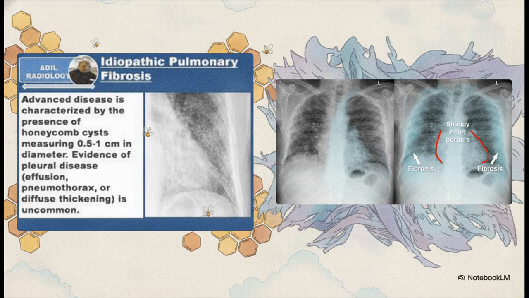Those advanced honeycomb cysts can get up to a centimeter across. It literally looks just like a beehive. Plus, because all that surrounding fibrosis is constantly pulling and tugging at the tissue, the normally crisp edges of the heart get all fuzzy and frayed. We actually call this the shaggy heart border. It's a classic, dead giveaway visual marker for severe pulmonary fibrosis.